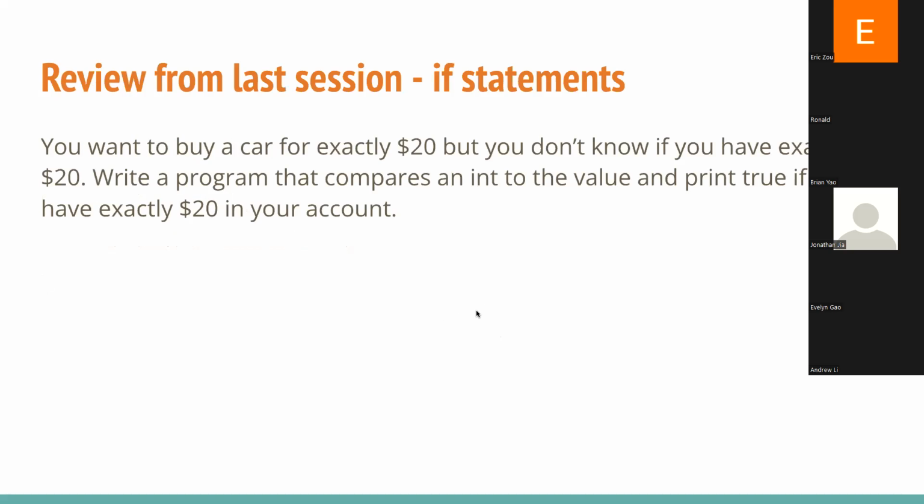Okay, next one. You want to buy a car for exactly $20, but you don't know if you have exactly $20. So write a program that compares an int of 20 to the value of 20 and prints true if you have exactly $20 in your account. So yeah, this wording is a bit confusing, but it's basically asking if 20 equals 20 to print true and create a variable that is equal to 20. And yeah, about 1 or 2 minutes for this one as well.